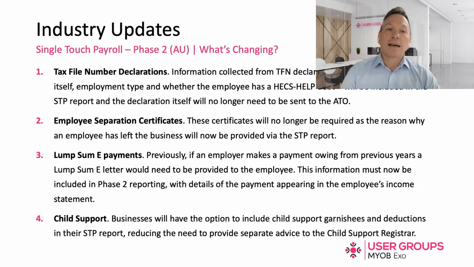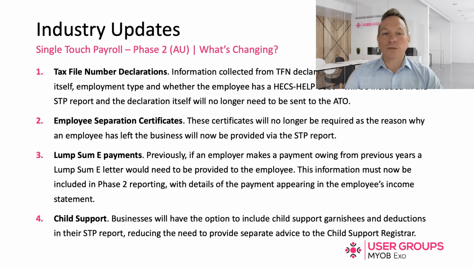In terms of the changes, these are 4 of the top ones. Firstly, tax file number declarations. In essence, the information from that TFN declaration will be included in the STP report, and you'll no longer need to send the declaration itself to the ATO. Employee separation certificates will no longer be required, as the reason for the employee leaving will actually be included with, again, the STP report. Lump sum e-payments will now be provided electronically via the Phase 2 reporting. And you won't need to provide any lump sum e-letters.